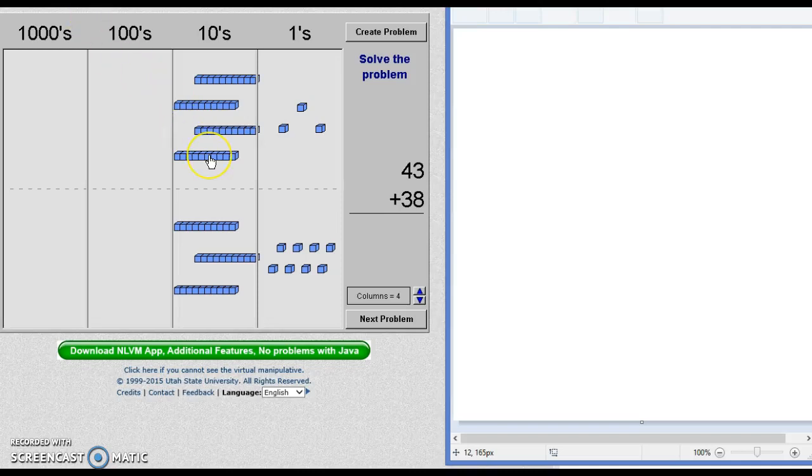Hi students, what we are going to do here is talk about the standard addition algorithm. An algorithm is the series of steps that you learn in order to perform a mathematical task. You learned algorithms to do addition, subtraction, multiplication, division, all with whole numbers. You have learned algorithms to do lots of things in mathematics.